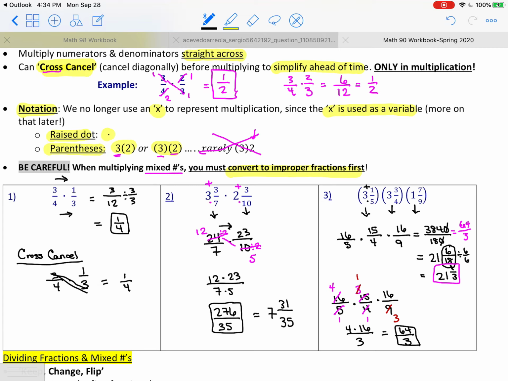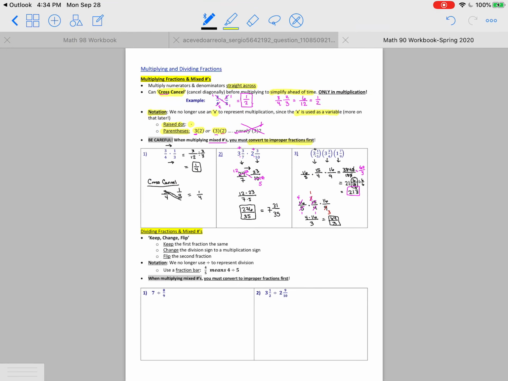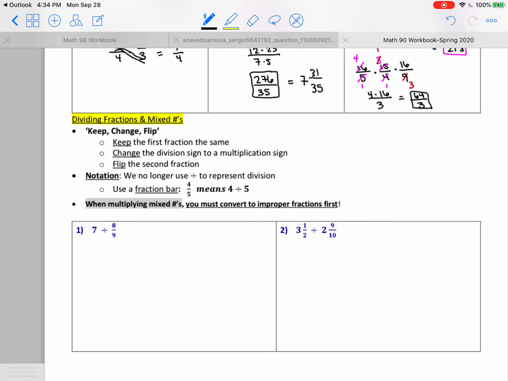So you can see that both strategies will give us the correct answer. I think it's really up to you guys as to whether you want to reduce at the very beginning before you do your calculations, or at the very end. Totally up to you guys.